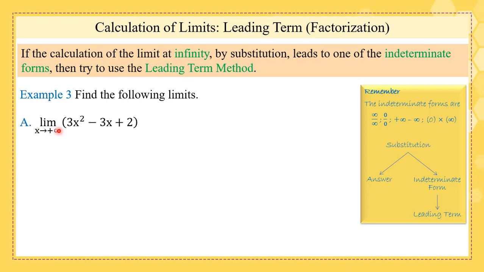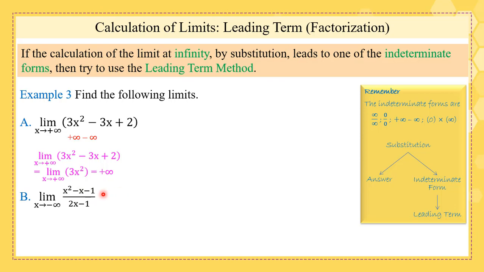Now we need to find the limit as x tends to plus infinity of this function. Now if we substitute, we get plus infinity minus infinity, and this is one of the indeterminate forms. Now what do we do in such a case? We take into consideration the term that contains the highest power, which is 3x squared in this case. And the limit of the whole function would be the same as the limit of this term, which in this specific example is plus infinity, because we have 3 times plus infinity squared, which is plus infinity.